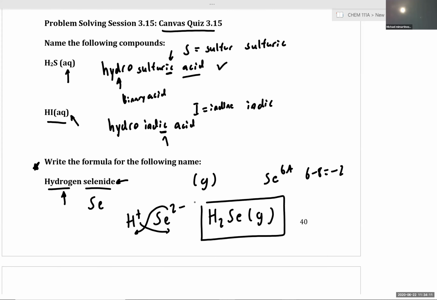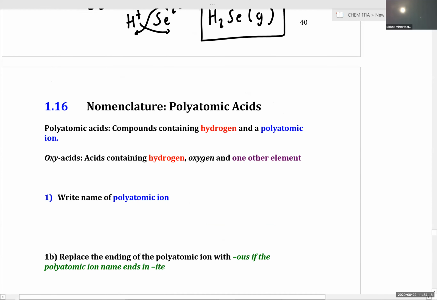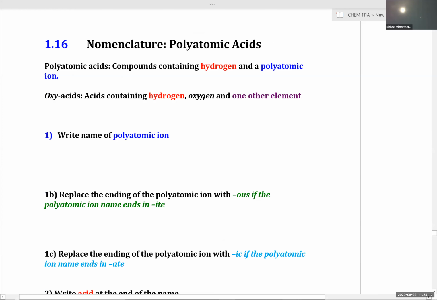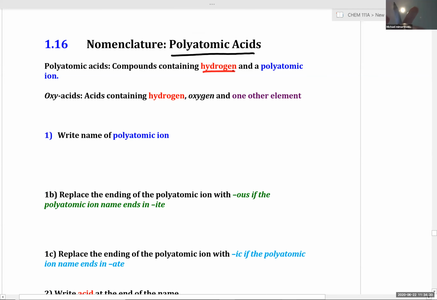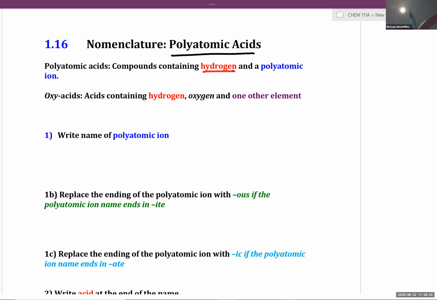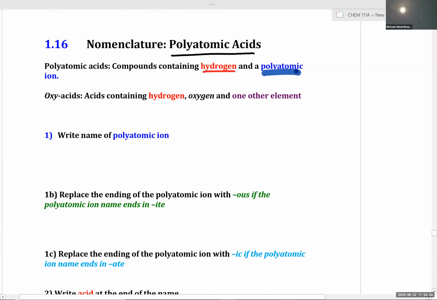So with that established, let's now look at our second to last class of compound, which are the nomenclature rules for polyatomic acids. Now, polyatomic acids are compounds containing hydrogen and a polyatomic ion.